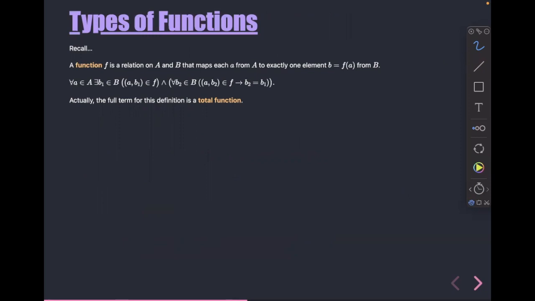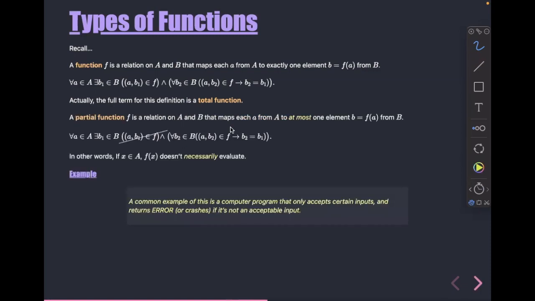So it's actually called a total function if it does follow these properties, where for every a, there's a b such that f of a equals b, and there's only one b. There's exactly one b. But there's also this idea of a partial function. A partial function still has that property where there's only one answer: if f of a equals b1, then it only equals b1. There can't be another value. But not every input needs to have an output. So not every element in A needs to have some element in B that is the output.